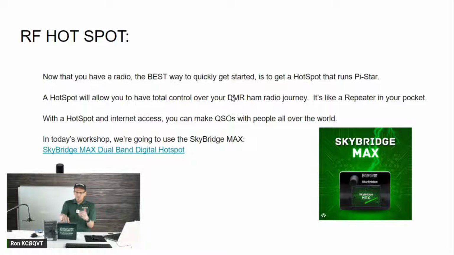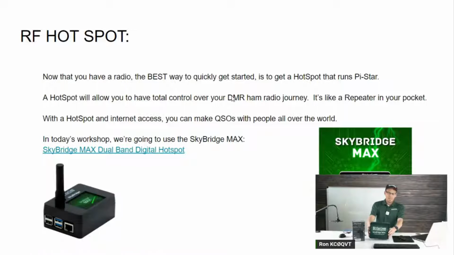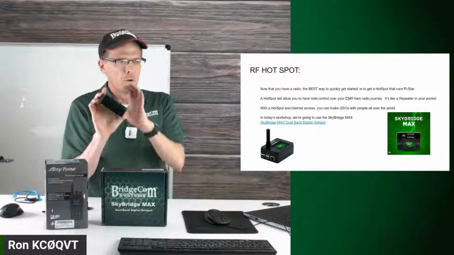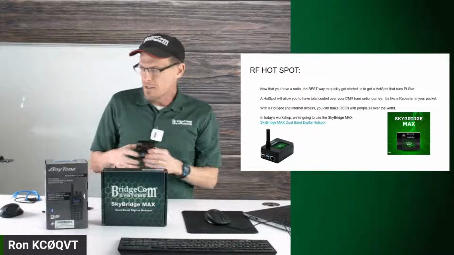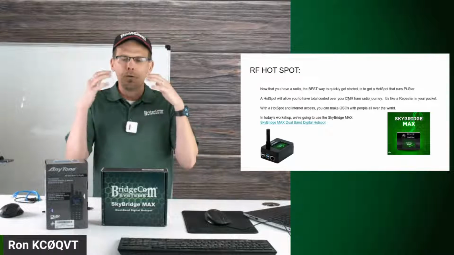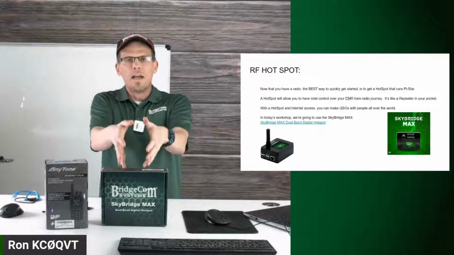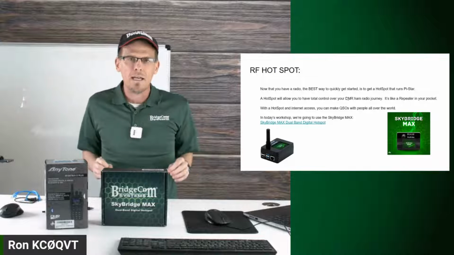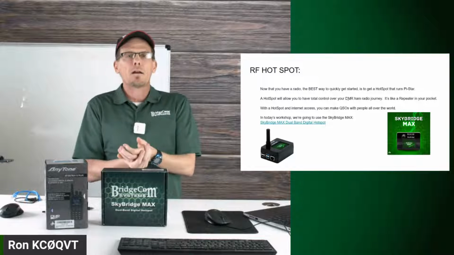Okay, and then of course you need a hotspot, and that's what we're going to use today. You could use a local repeater, but for the purposes of this demonstration in this webinar, I'm going to use a hotspot. A hotspot is nothing more than a single board computer with a screen on it, and it has an antenna on it. We're going to open this up here. These are fresh product, out of the box. This will allow you to use your radio to talk on a network like Brandmeister and talk all over the world. This is your gateway into the world, and it's sort of like a repeater in your pocket.